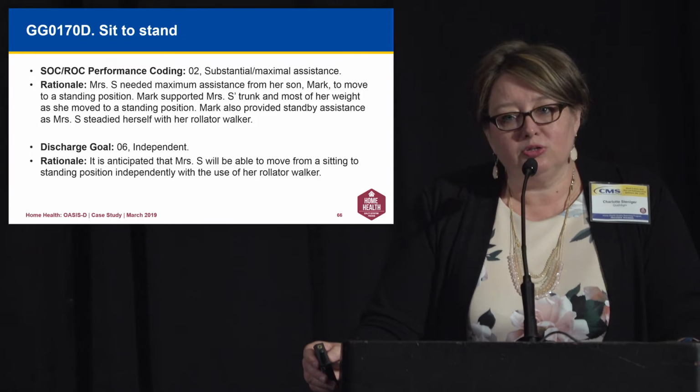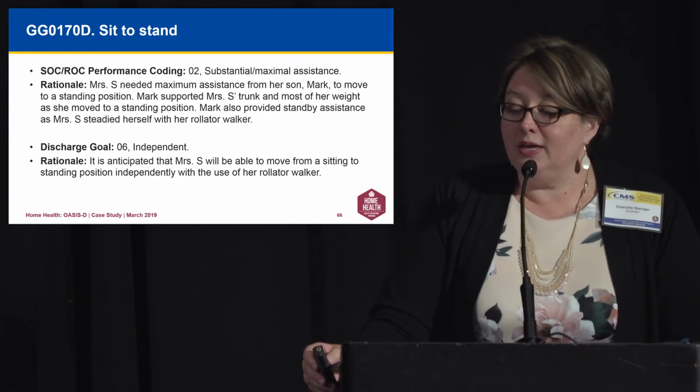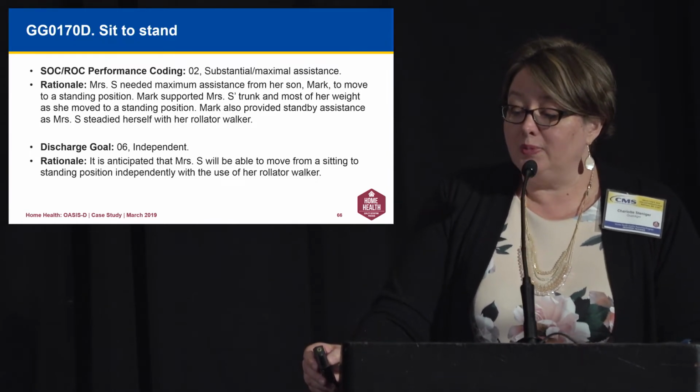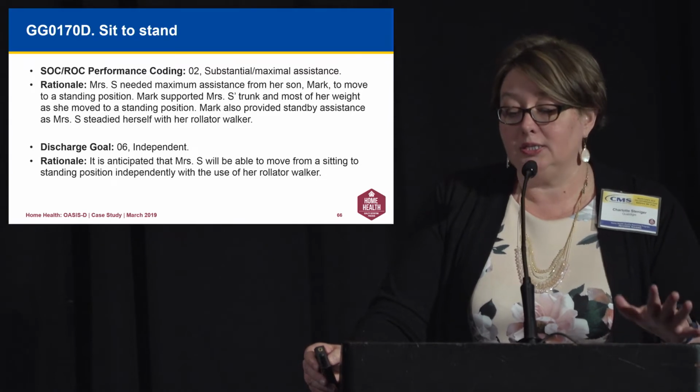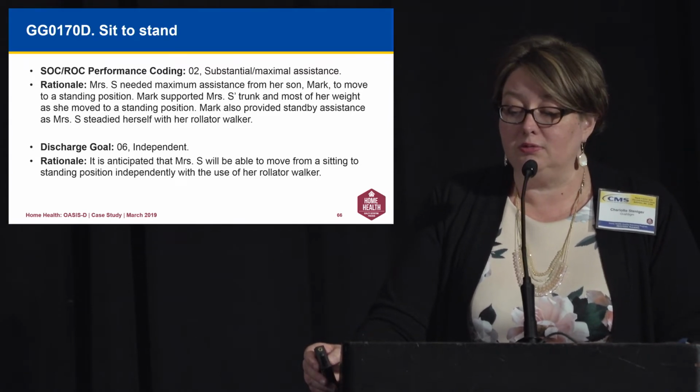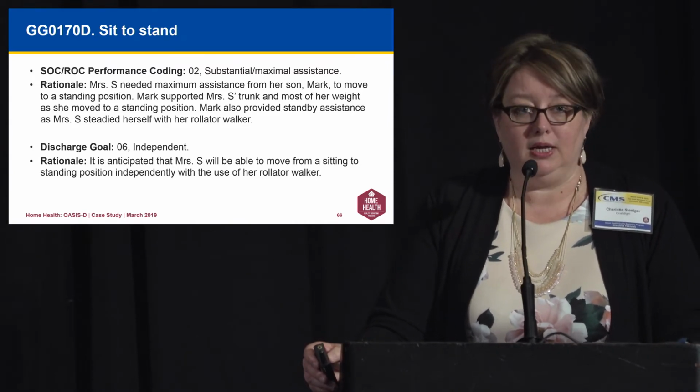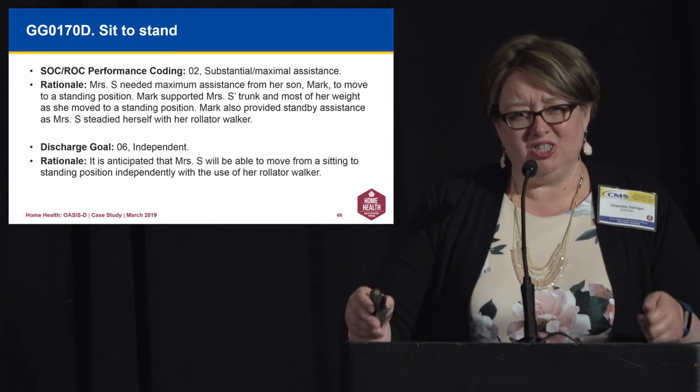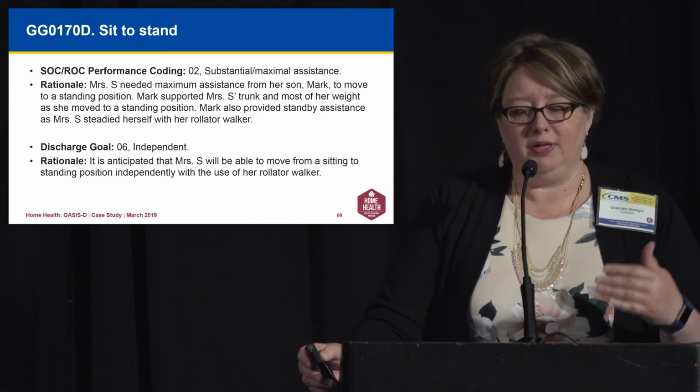And then the discharge goal, again, it is anticipated that Mrs. S will be able to move from sitting to standing independently with the use of the rollator walker. So she'll be able to stand. And then again, that rollator walker is just to steady her at the end. It's not part of the activity.